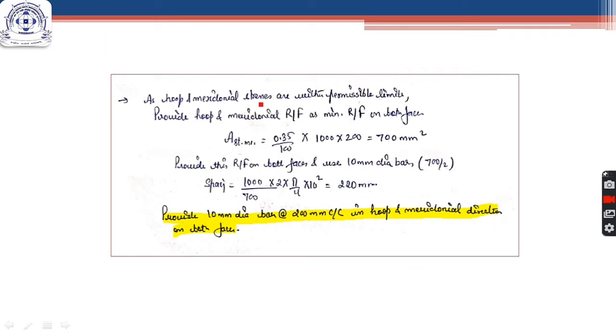Now, as both meridional and hoop stresses are within permissible limits, the minimum amount of reinforcement is provided on both the faces in both the directions, that is hoop and meridional direction. So we get such types of reinforcement in the bottom spherical dome.